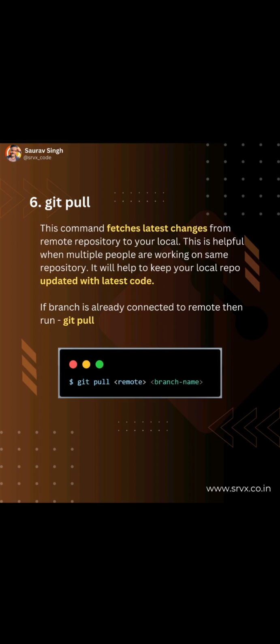Suppose you don't have updated code in your local repository, it will pull down all the code which is in the server, in the remote repository, so it will come to your local system, your local repository. This helps when multiple people are working on the same repository. So git pull is always used when multiple people work in the same directory. If you are a working professional, you know that when multiple people work in the same directory, git pull and git push are very important commands.